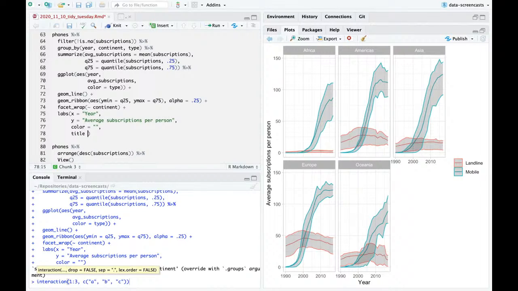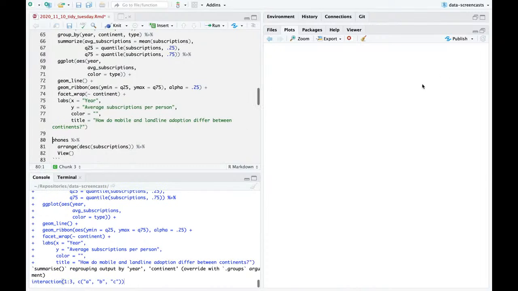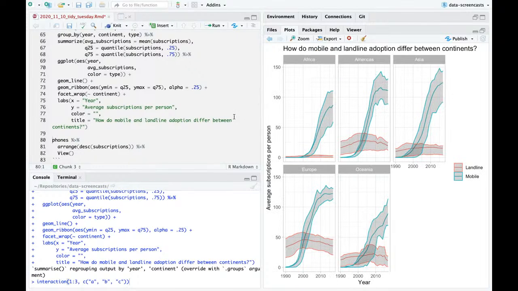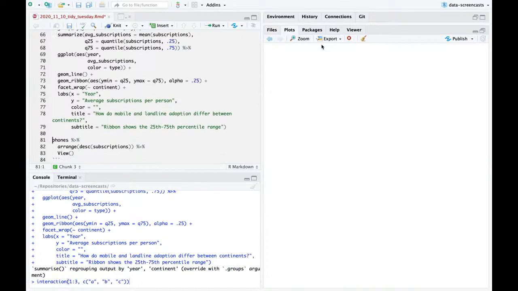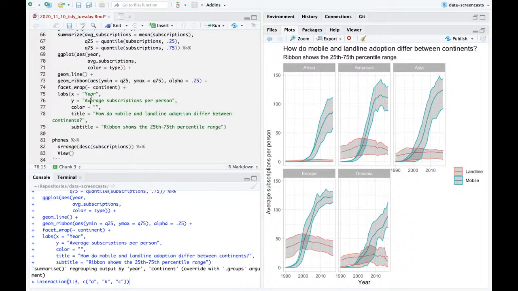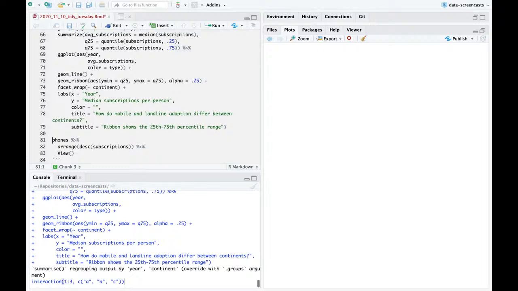All right, and how do mobile and landline adoption differ between continents? And I can throw in a subtitle. I'll say, ribbon shows the 25th to 75th percentile range. You know, if I'm going to do the range, I should probably do median. It's not going to change much.